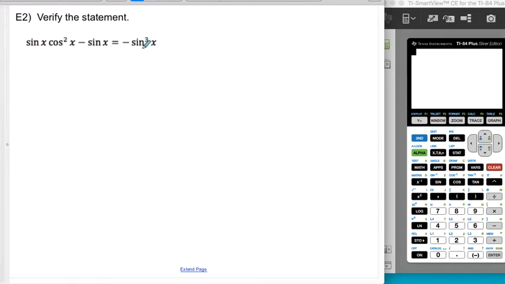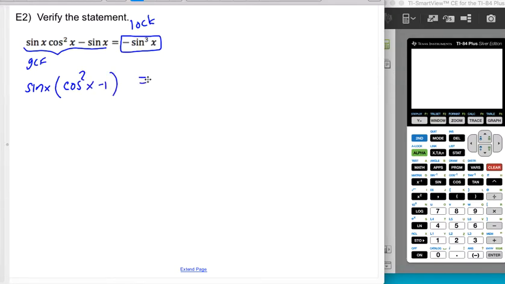All right, so when I look at these two sides, this one has a cube, and that's not super awesome, but at least it's only one term. So this is the side that I'm kind of going to lock, and I'm going to work with the other side to make it look like this. So I notice that there's a GCF here, that I could take out a GCF of sine x. And if I do that, I'm left with cosine squared x minus 1. And again, I'm trying to show that this is equal to a negative sine cubed of x.